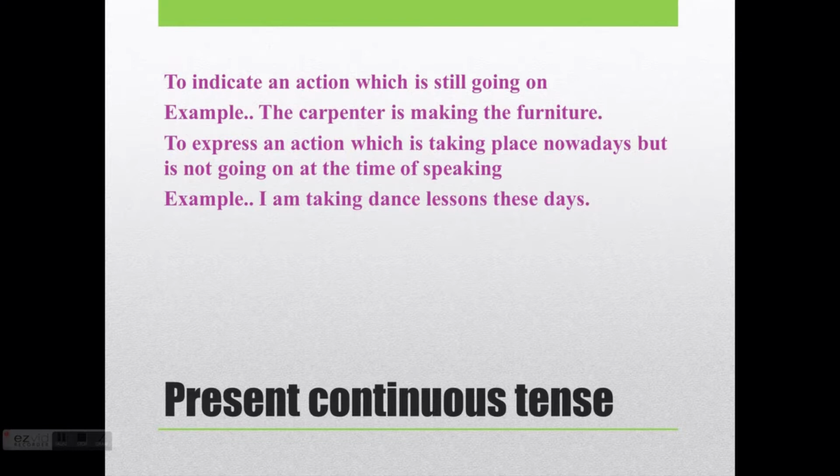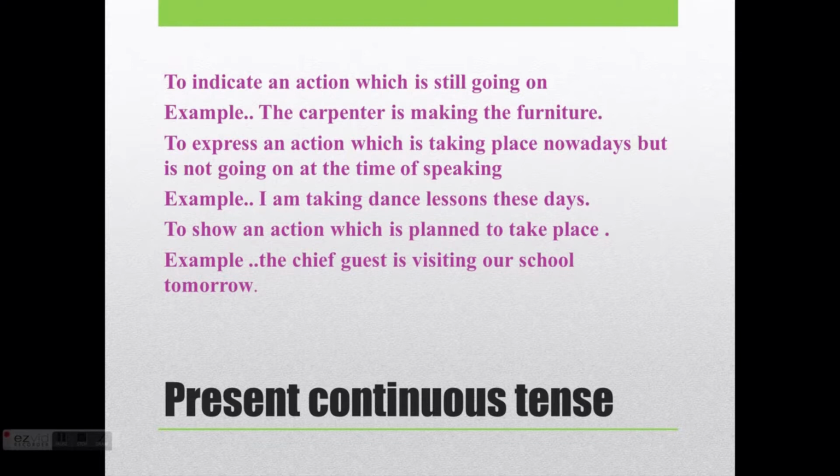It is also used to show an action which is planned to take place. That means we already know what's going to happen, so we can use present continuous tense. For example, the chief guest is visiting our school tomorrow. We invited the chief guest, so we know who is going to come tomorrow. So we can say the chief guest is visiting our school tomorrow. In these cases, present continuous tense is used. So we completed present continuous tense.